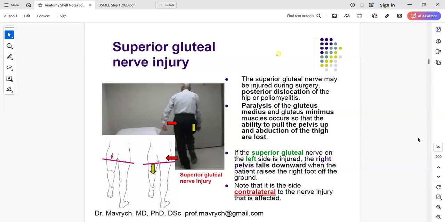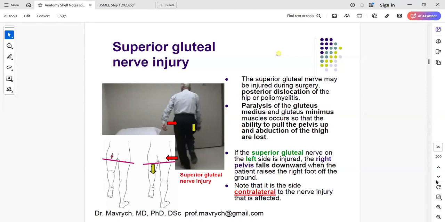Okay. Superior gluteal nerve injury would lead to Trendelenburg gait. What happens is that the side which is contralateral to the nerve injury is affected, right? So in anatomy, whatever happens on one side, like the right side, the left side gets affected, or the opposite side gets affected. So you always have to think about the opposite side first, right?